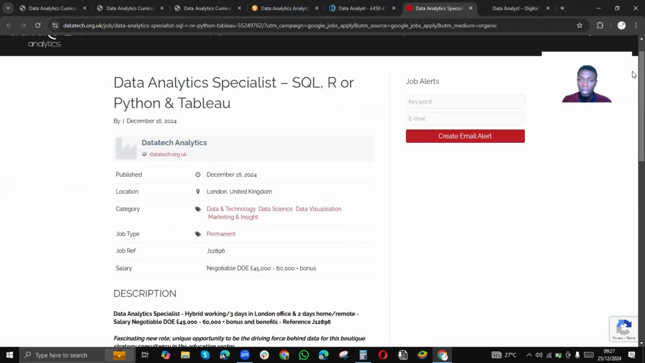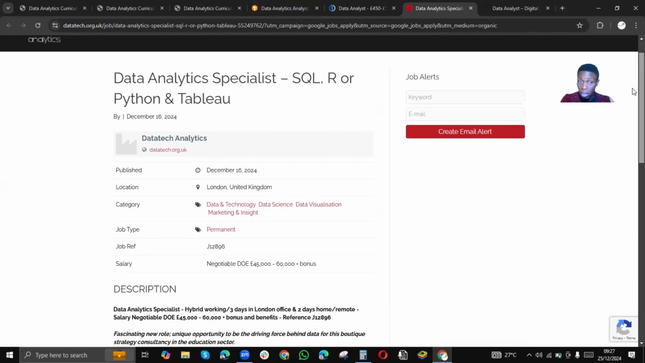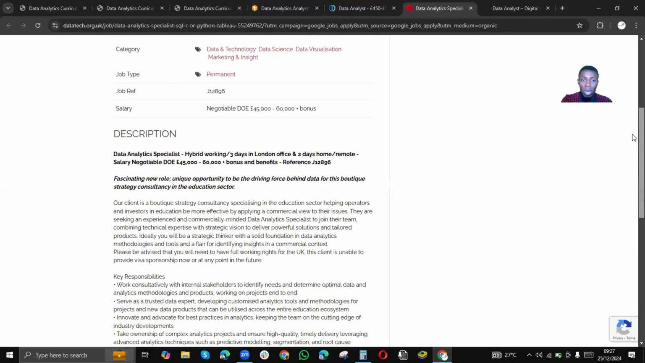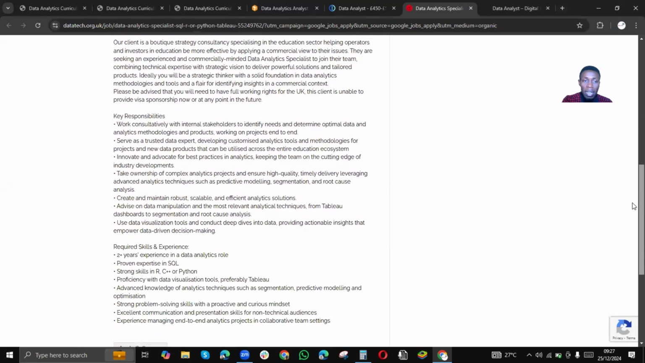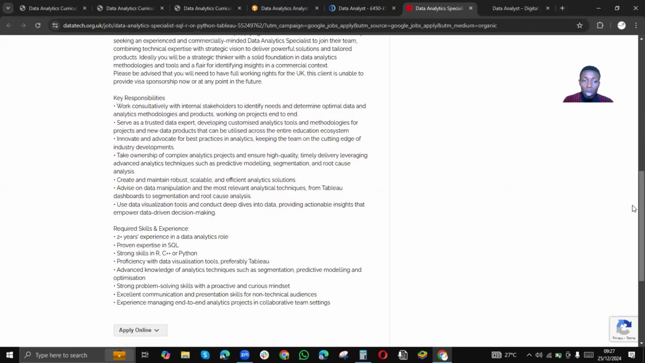This is a data analytics specialist, and they are looking for SQL, R, or Python, and Tableau. This is an example of what I'm talking about. You can see that it's a remote job, and at the same time, it's a hybrid of remote and office visits. So both are going to be part of this job. Precisely what we're looking at here is the kind of responsibility you're going to be doing.